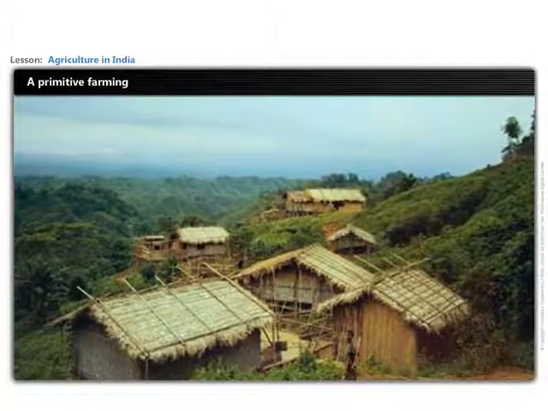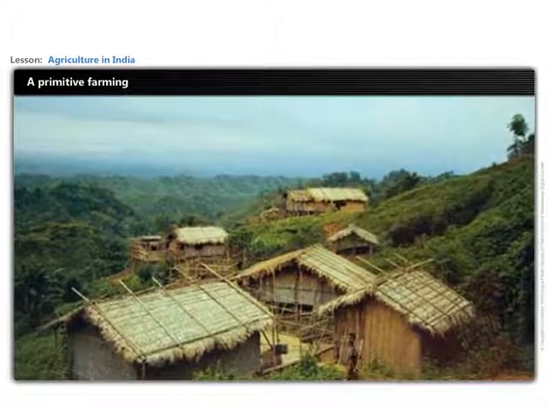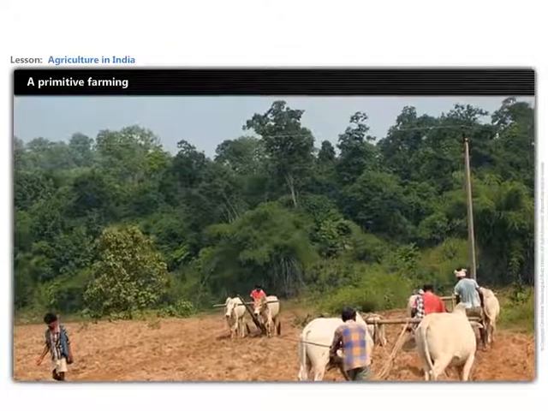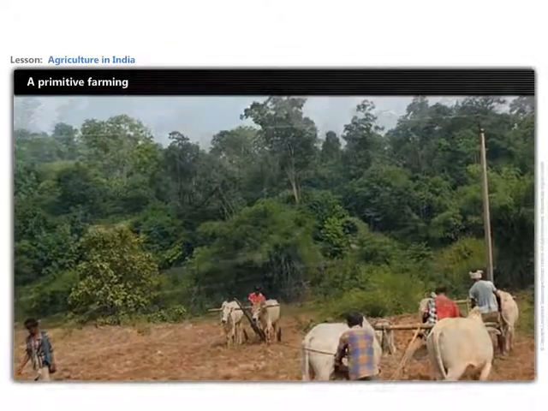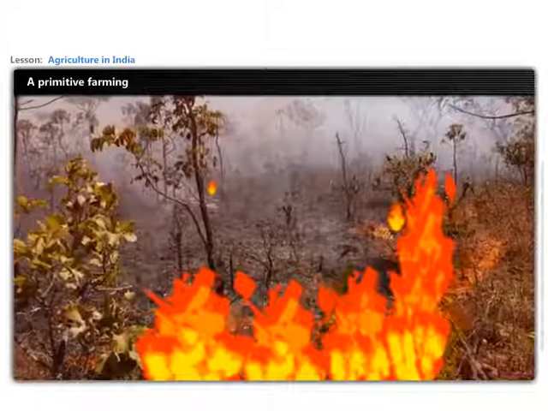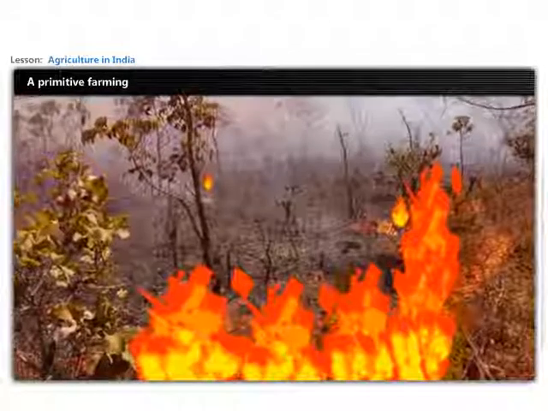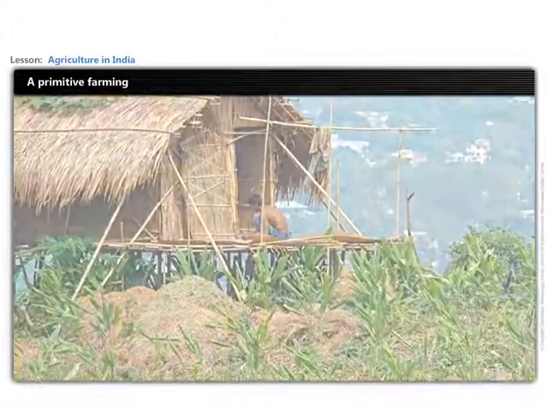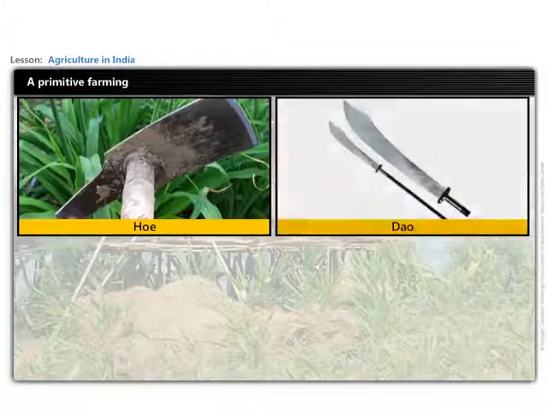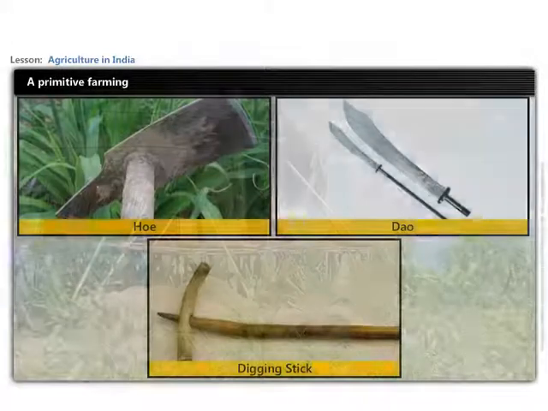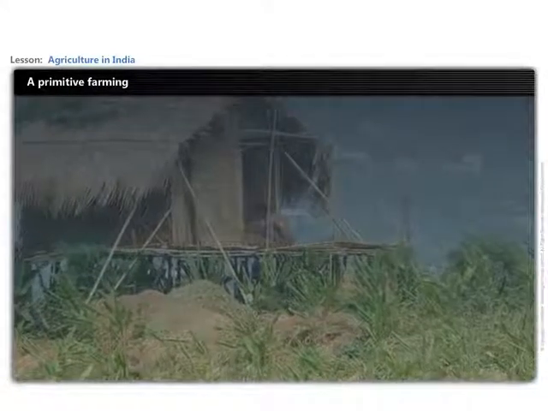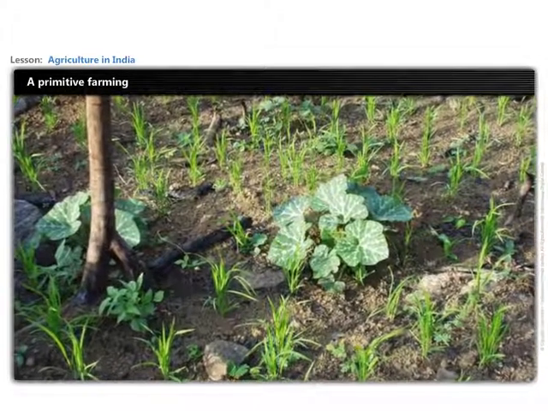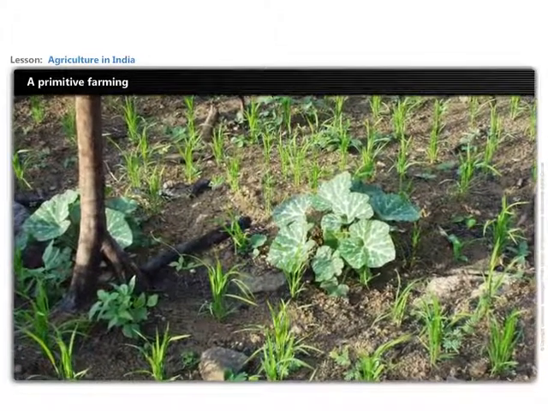Let us look at Yamfi's life, who stays in a small hilly village in Meghalaya. Yamfi enjoys working with his family in clearing, slashing and burning a patch of land for cultivation. They practice agriculture in a small patch of land using primitive tools like hoe, dao, digging stick, etc. They usually depend upon monsoon for water. Their family produces cereals and other food crops for their own sustenance.